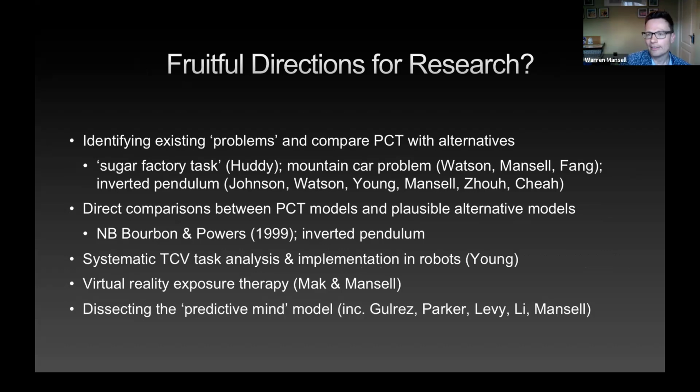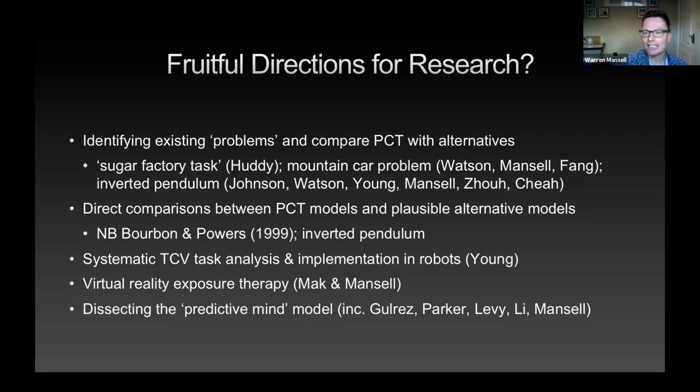Viv Huddy has got a PCT model of an early cognitive task that a lot of researchers in psychology are familiar with, called the sugar factory task. That work's in progress, but the core message is that the PCT model is modelling that well compared to reinforcement learning. There's a problem such as the mountain car problem, which I won't go into detail on because it's work in progress. With help from people in Manchester and with Rupert, we're developing a PCT solution to that to compare against a reinforcement learning approach. And then we have the inverted pendulum, and I'm going to share that study with you because it's published.